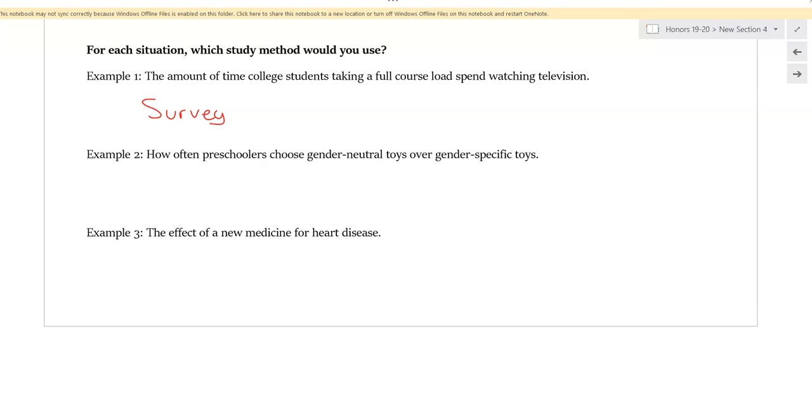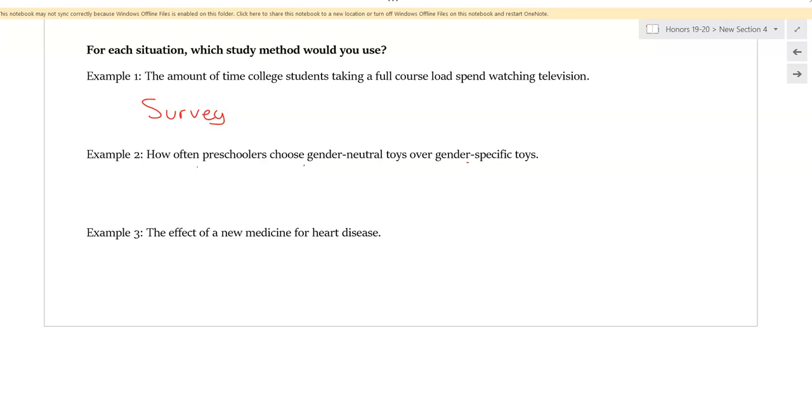Well, I could go into a preschool or choose several preschools and sit around for a day and watch them and just jot down every time they choose one toy over the other. So that could easily be an observational study. Experiment, again, I'm not studying the effect of something, so we don't really need an experiment here.